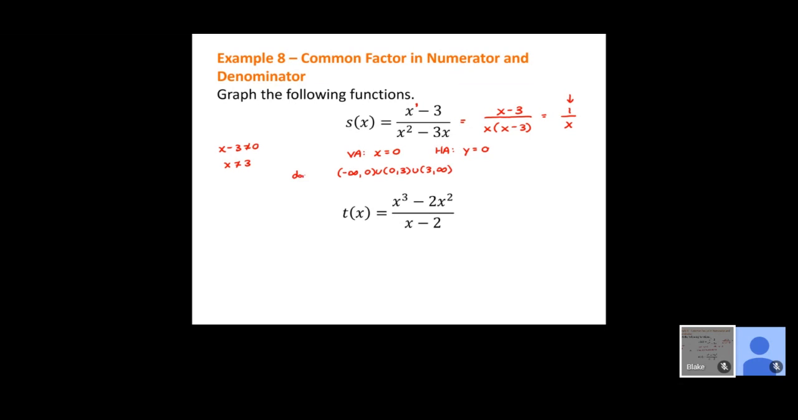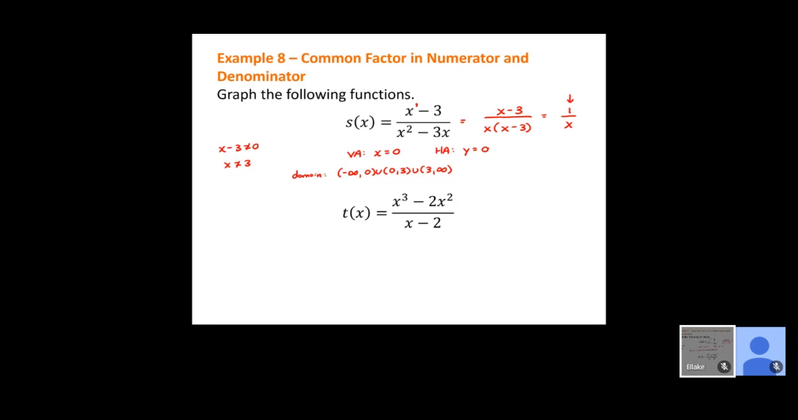And again, this is the domain because we have to go back before we cancel anything out and consider any restrictions on that original function. Therefore, 3 is actually a restriction on the original function because that would make the denominator equal to 0. Notice, though, it's not a vertical asymptote.